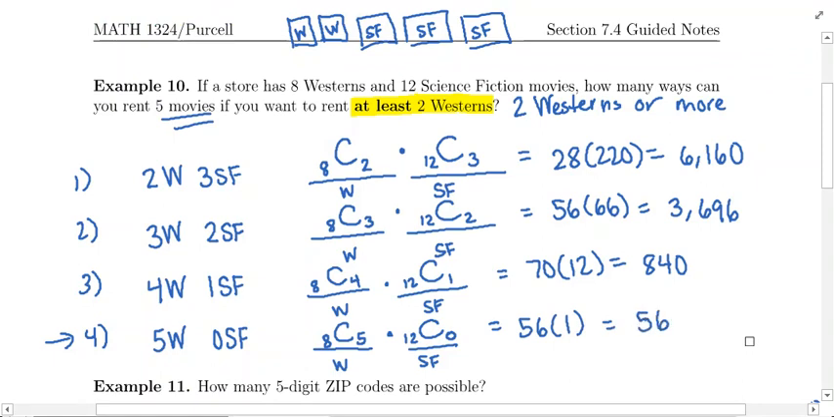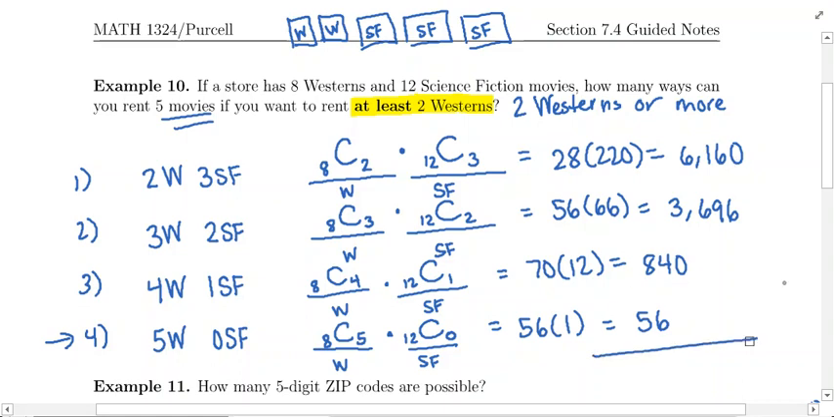Okay, so you did all 4 possibilities. What do you do with these numbers? Remember, the overall question is asking you, in how many ways can you rent 5 movies if you want to rent at least 2 Westerns? Each of these 4 options were viable. They satisfied those conditions. So we know how many different ways each situation can be done.